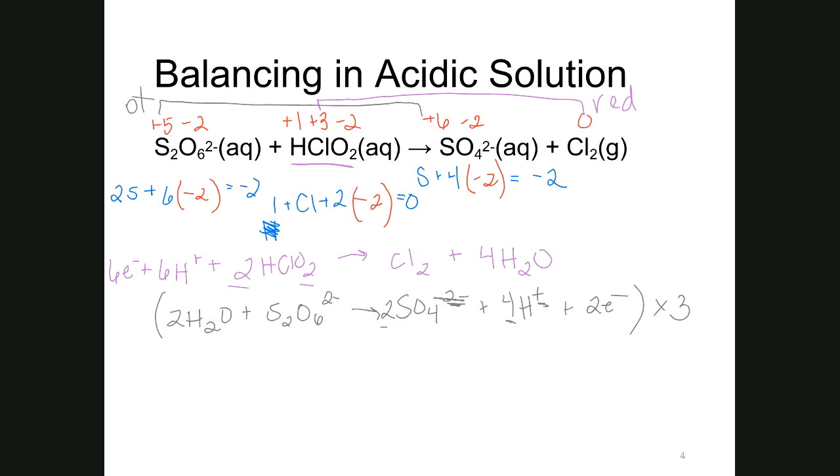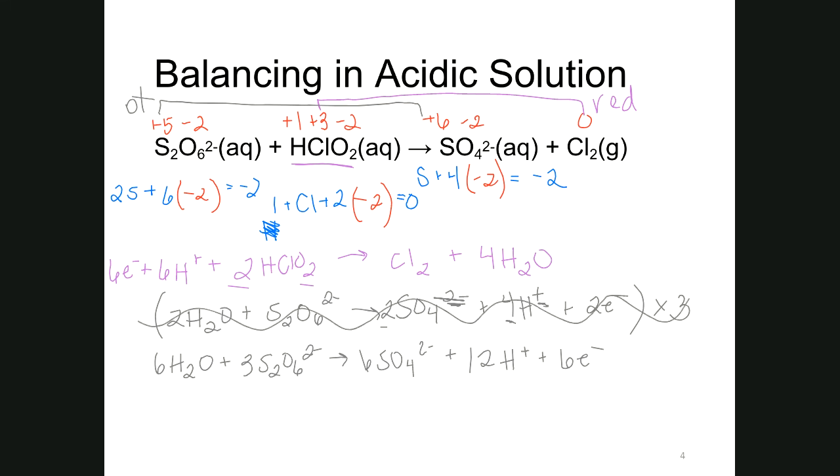So my new equation is going to be 6 water plus 3 S2O6 2- makes 6 SO4 2- plus 12 hydrogens plus 6 electrons. Once we have our new equation written out, we can just cross this out because we're done with it. We don't need that information anymore.